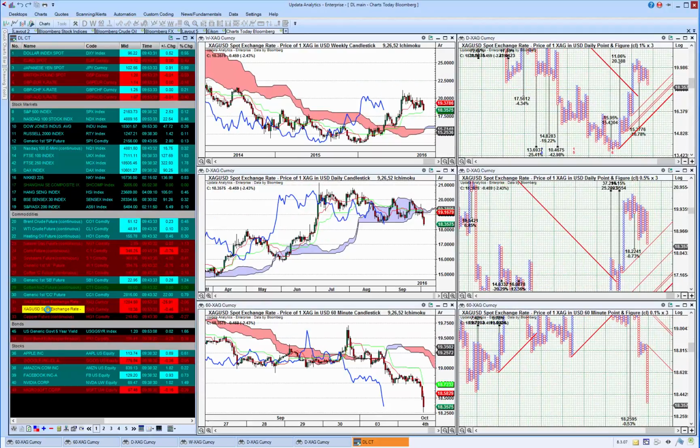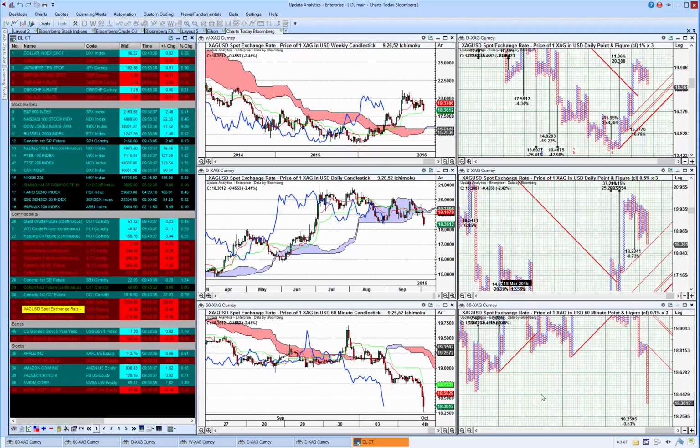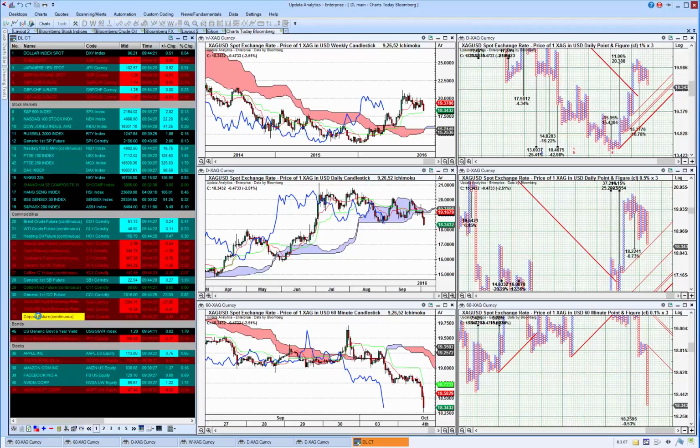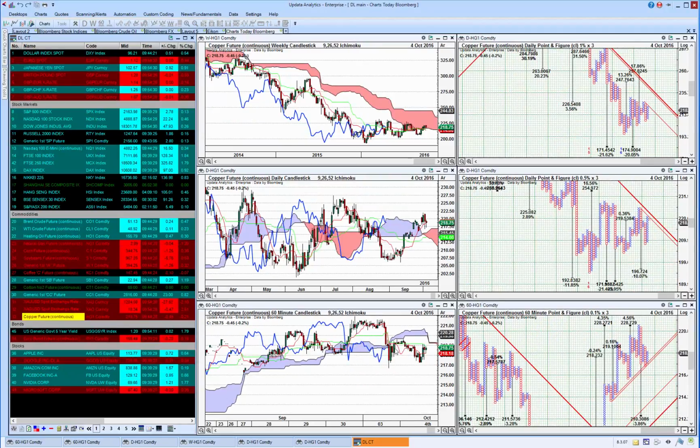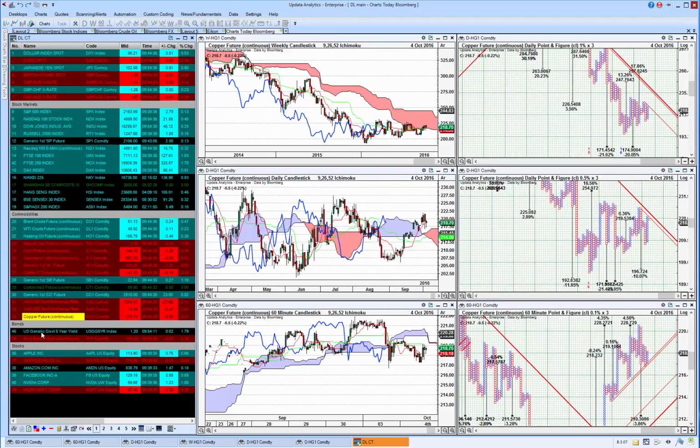And if we take a look at silver, much the same thing. So metals just falling away quite heavily at the moment. And if we take a look at copper, copper is looking still a bit bearish on the short term, recovering on the medium term, but quite a mixed picture here with mixed targets.